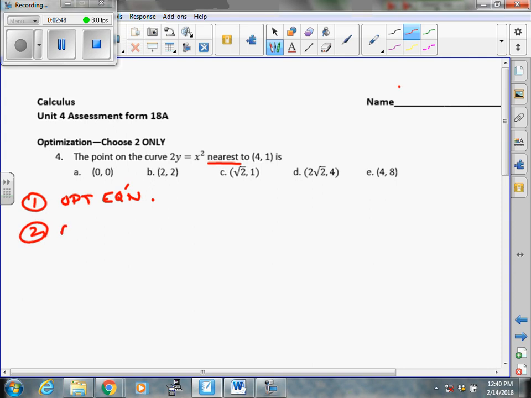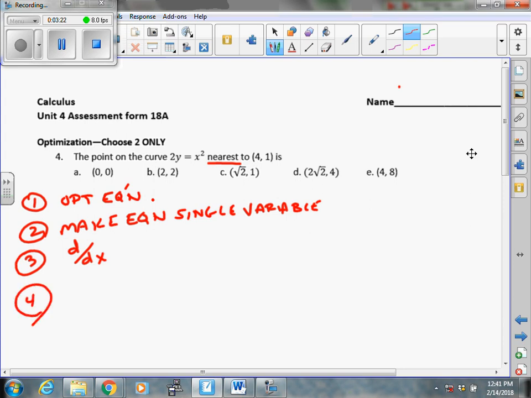2, make the equation a single variable. 3, take the derivative. DD, whatever the variable is, x or y or q, whatever the variable is. This is not a related rate, so there should be no "with respect to" worry because the equation is with one variable. So you don't have to worry about that there.